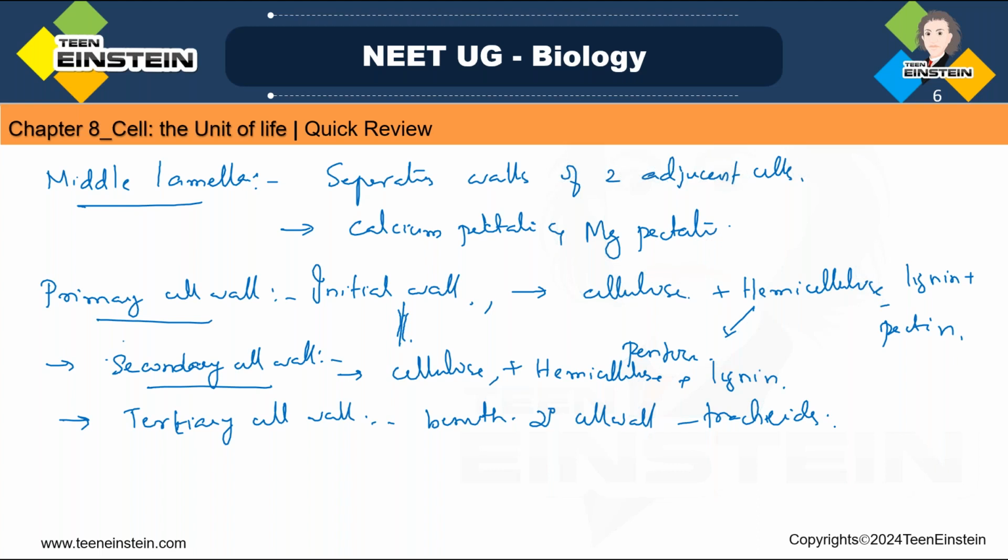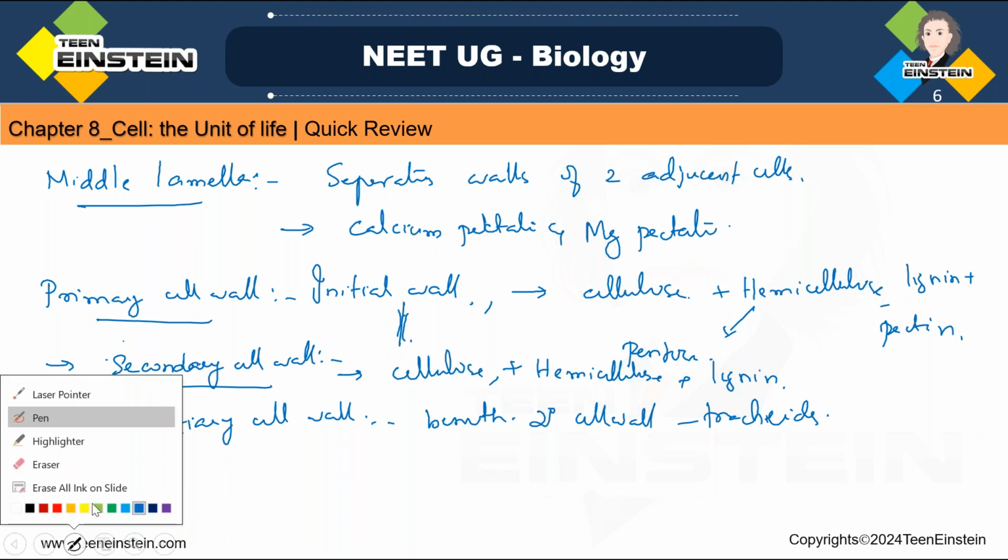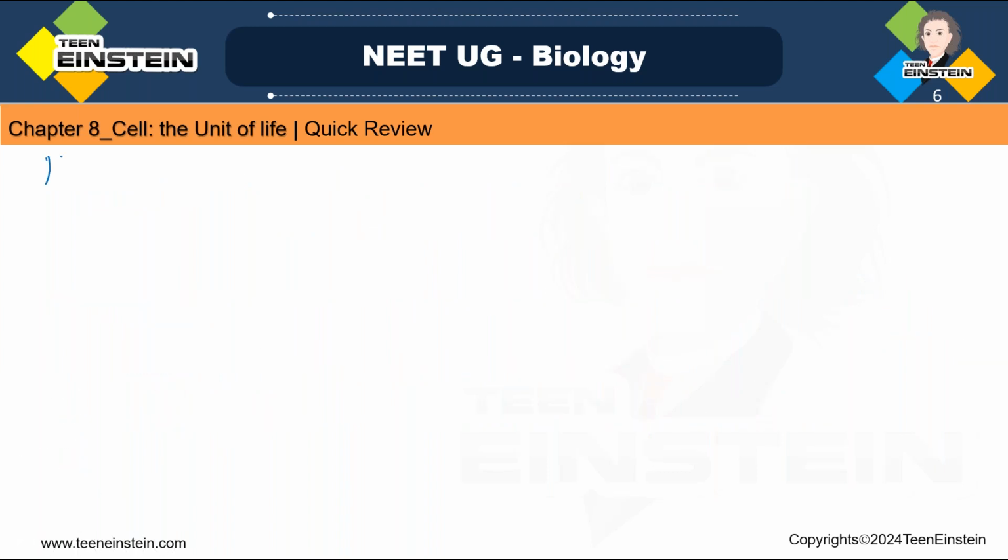Then now we say the cell wall is composed of 4 layers. In which one? In plants: middle lamella, primary cell wall, secondary cell wall and tertiary cell wall. Each one is made up of what? That also we have learned. So next we need to learn about the functions of cell wall. So what are all the functions of cell wall?